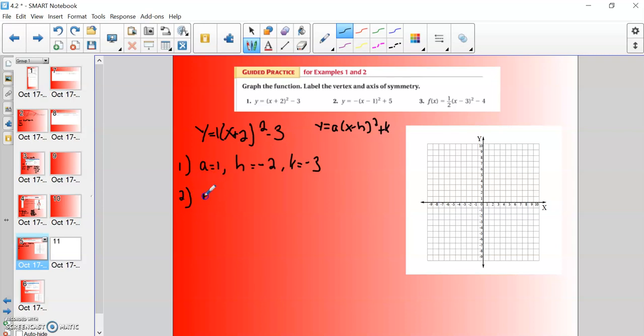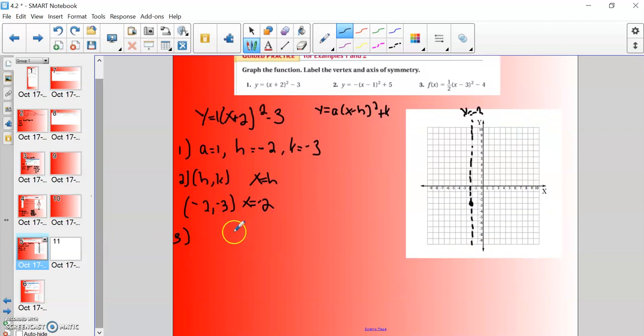Step 2 was to plot the vertex and the axis of symmetry. Remember, the vertex was at (h, k), and the axis of symmetry is at x equals h. So in this case, the vertex is (negative 2, negative 3), and the axis of symmetry is x equals negative 2. So let's put that point, (negative 2, negative 3), and draw a vertical dashed line. This is our axis of symmetry at x equals negative 2. Make that a little darker. There we go.